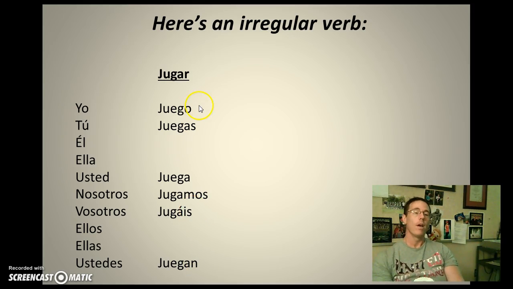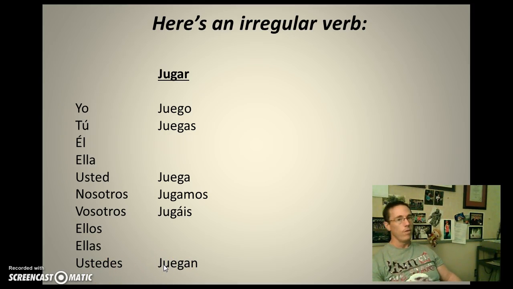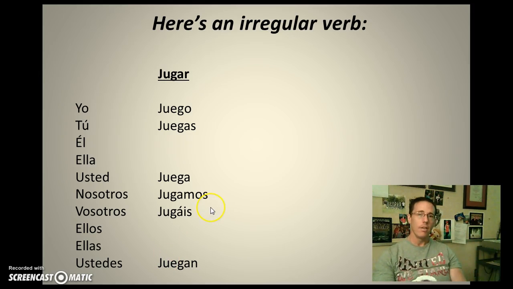So therefore, yo juego is I play. Tú juegas is you play. Él juega, he plays. Ella juega, she plays. Usted juega, you formal play. Nosotros jugamos, we play. Vosotros jugáis, you all, informal play. Ellos juegan, or ellas juegan, they play. And ustedes juegan, you all, formal play. So that's just a better idea of verb conjugation in general.